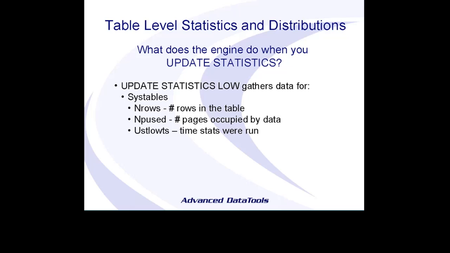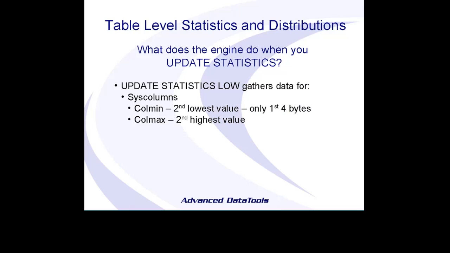In syscolumns, for each column in the table, it keeps track of, in the colmin and colmax columns, the second lowest value and the second highest value. That's used by the lowest, oldest level of the optimizer. If you think of the optimizer like the human brain, deep inside we've got a lizard brain. So the original Informix 5 optimizer is still in there somewhere, and it depends on these values. It only keeps the first 4 bytes of each of the colmin and colmax in an encoded format.